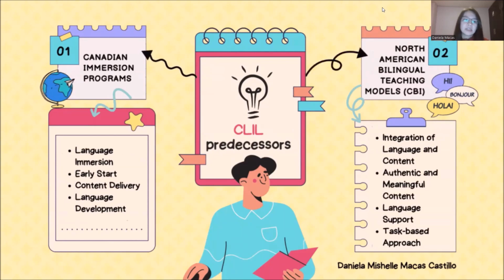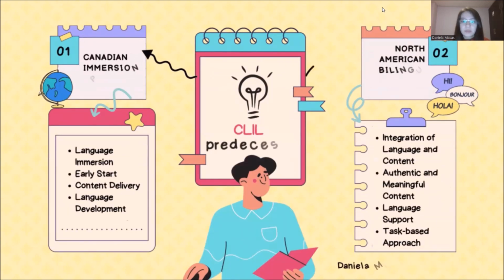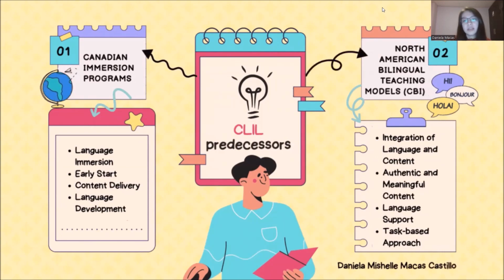The third characteristic is content delivery. The immersion programs deliver the entire curriculum, including academic subjects like maths, science, social studies, in the target language. So language instruction and content learning are integrated. Finally, language development. The program focuses on developing students' proficiency in both the target language and their first language. Efforts are made to ensure that language skills in the first language are maintained or enhanced alongside second language acquisition.